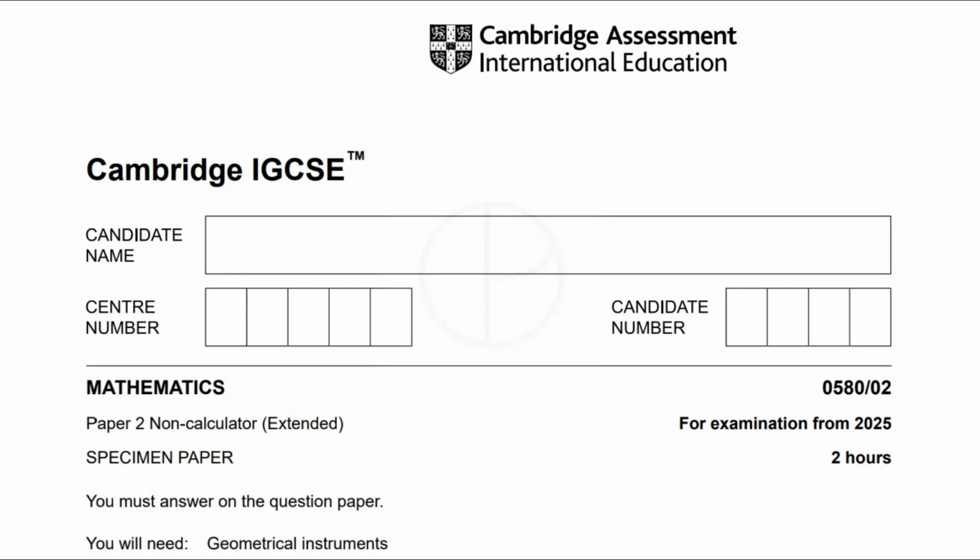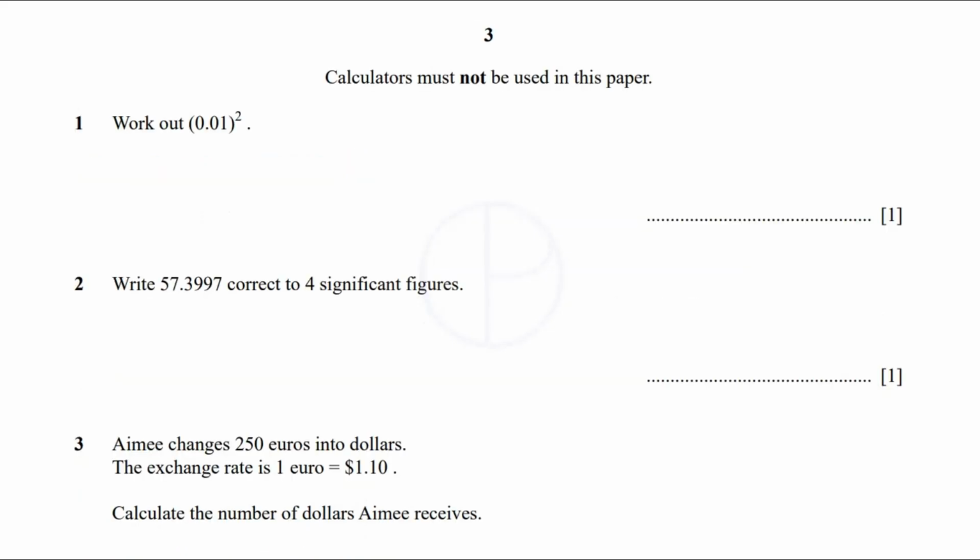In this video, I'm going to solve Mathematics Paper 2 Non-Calculator Specimen paper for examination from 2025. The first question is work out 0.01 the whole square.